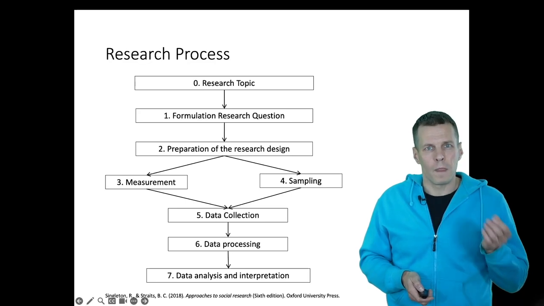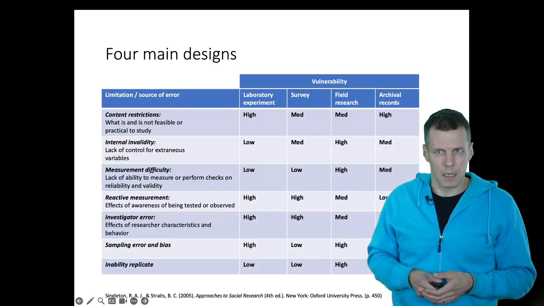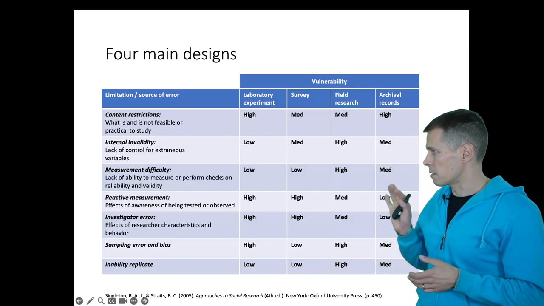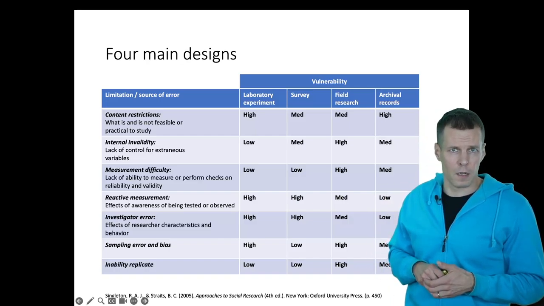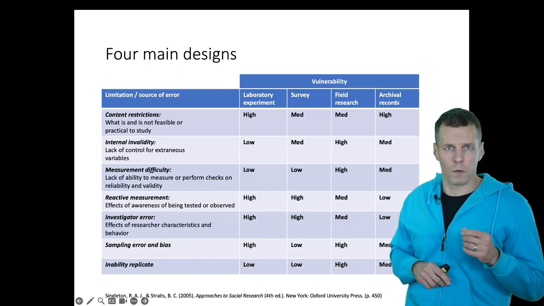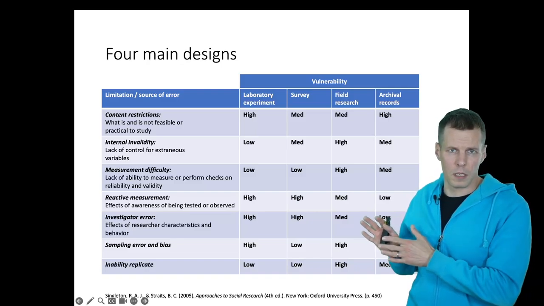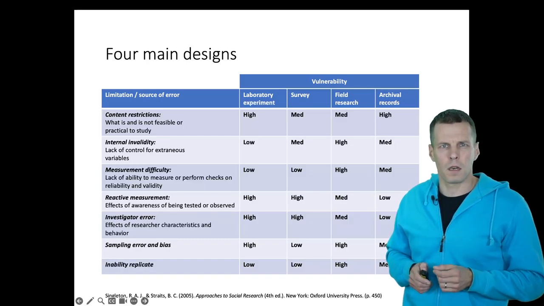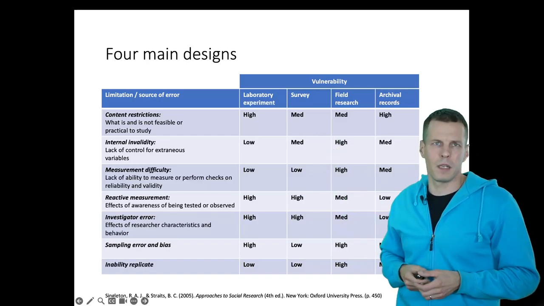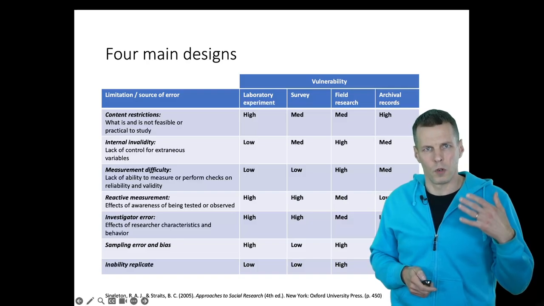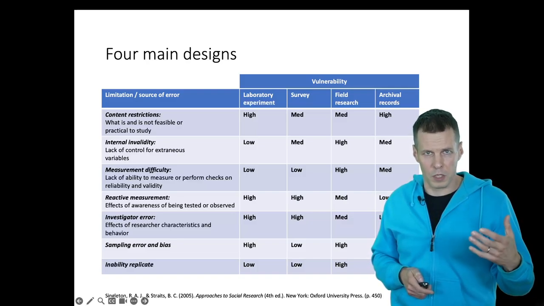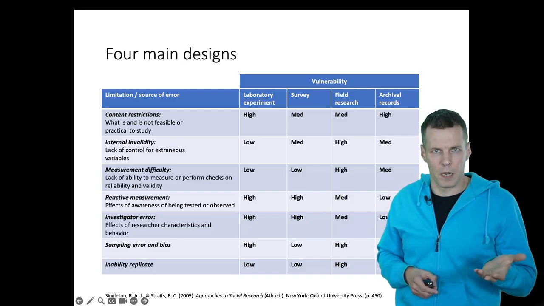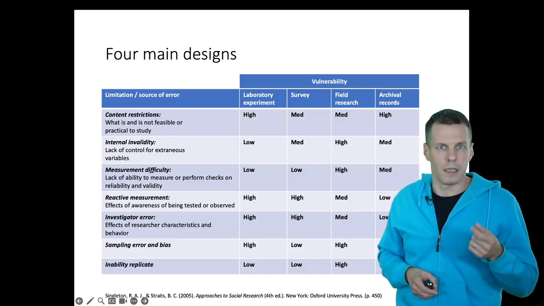We have four main designs in quantitative studies that Singleton and Straits present, and I'm using this categorization instead of the one from the course book, because this is more comprehensive. The four designs are experiments, and it can be a laboratory experiment, typically where you would invite students or some other subjects into a lab to do some kind of study, or it could be a field experiment where we run an experiment in the field.